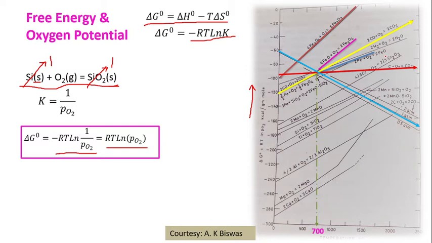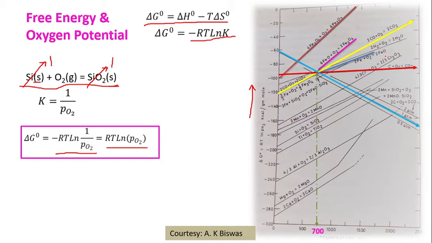So it is possible to estimate whether a metal will be oxidized or its oxide will be reduced at a certain carbon monoxide to carbon dioxide ratio at a fixed temperature. If the carbon monoxide to carbon dioxide ratio is higher than equilibrium, then the oxide will be reduced to its respective metal. If the ratio is lower than the equilibrium, what will happen? The metal will be oxidized to its respective oxide.